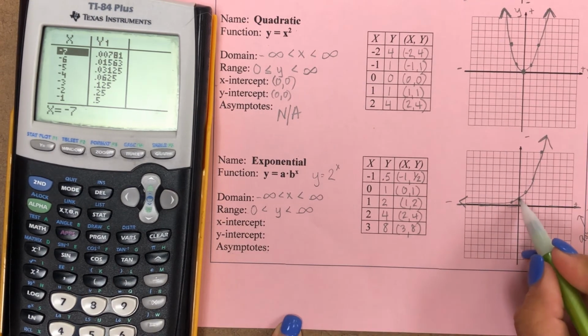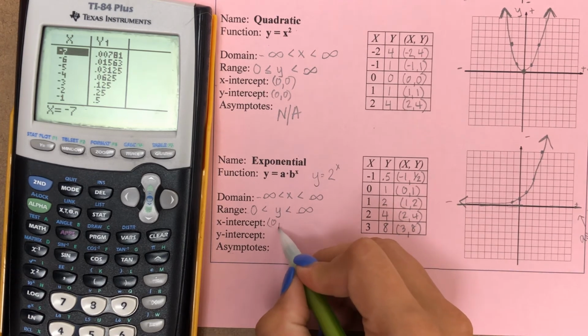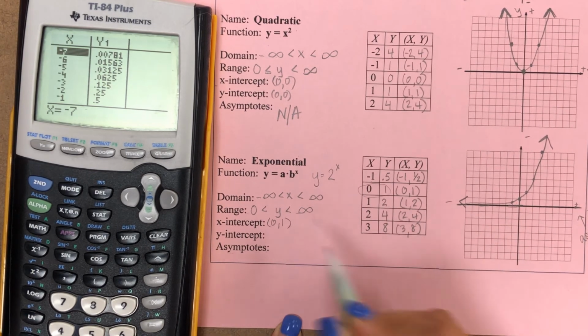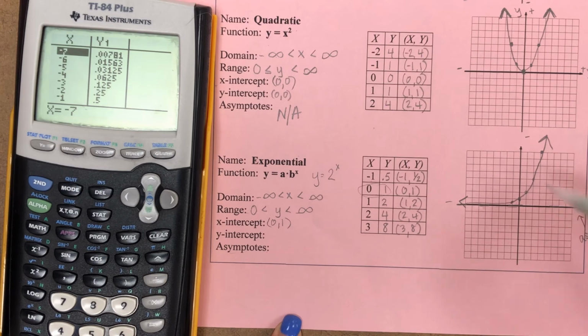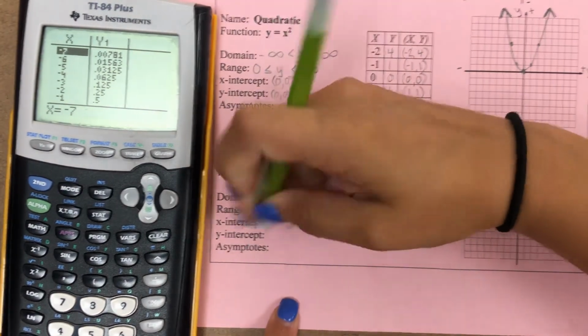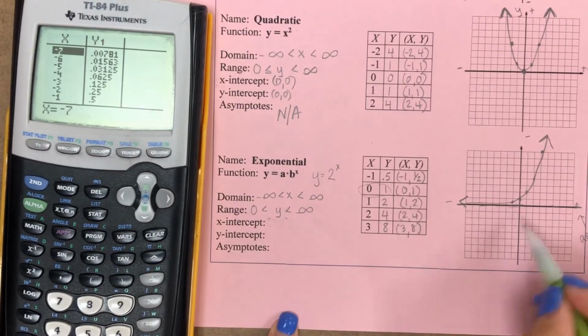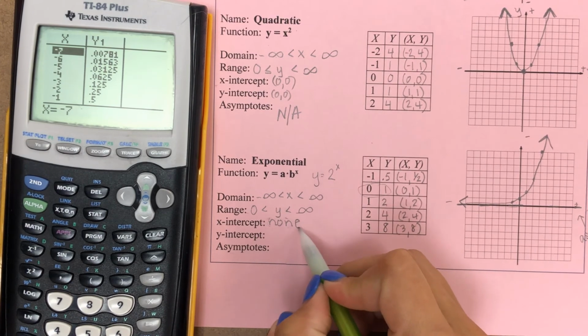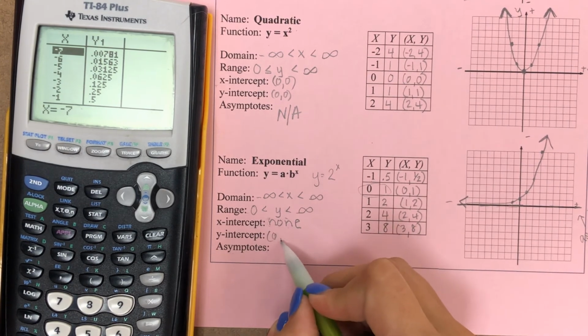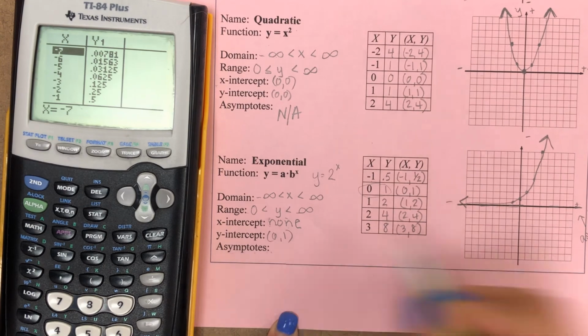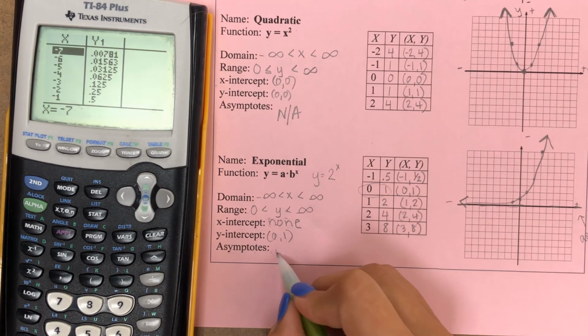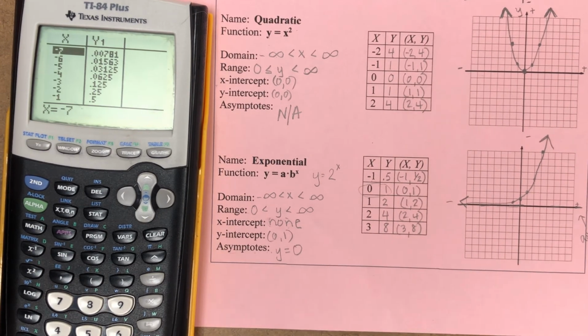X-intercept, it crossed our x-axis right here. That point is going to be 0, 1. You can actually see it right there. Y-intercept, remember, oh, sorry, I got that mixed up. X-intercept, so it doesn't cross our x-axis, so we would say none. Y-intercept is where it crosses at 0, 1. And this time it does have an asymptote. It's our x-axis. The equation for the x-axis is actually y equals 0. All right, that's all the information of our parent function.